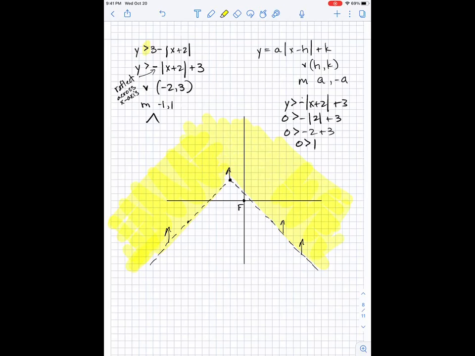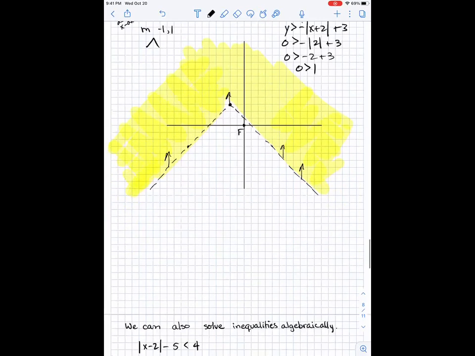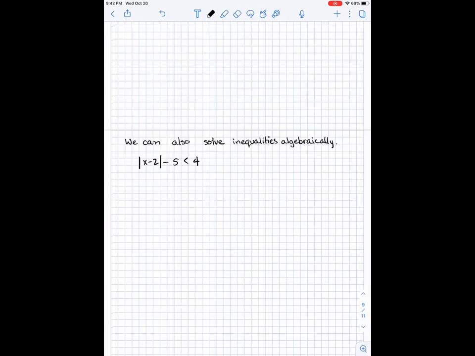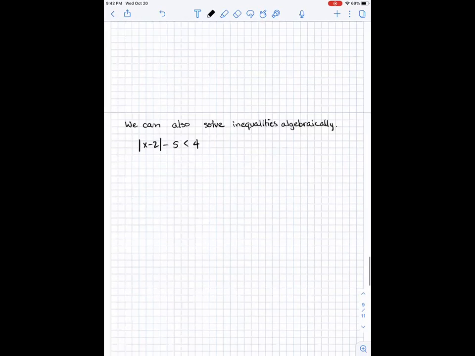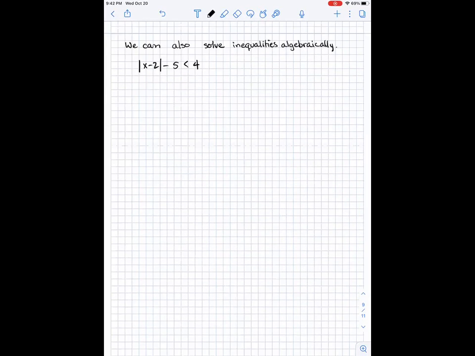I hope you're all good with this. So that's the basic way to graph nonlinear inequalities. You might also be asked to solve them algebraically. And depending on what they are, you may have to go into multiple cases. If you remember, we have multiple cases with absolute values because we have different situations.